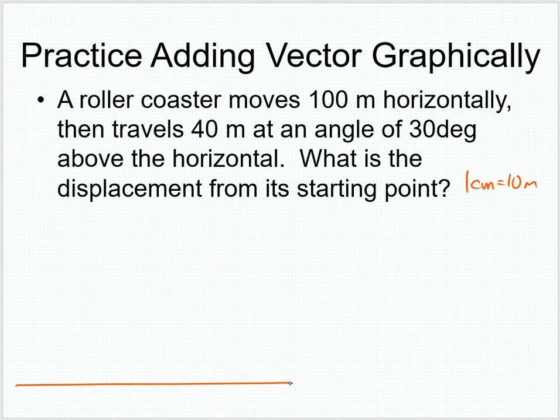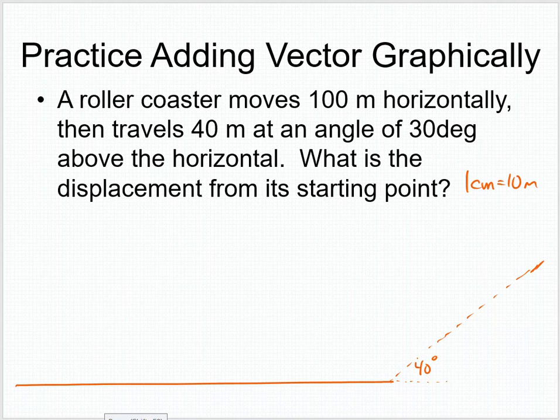Let's hope it all fits on here. So there's my 10 centimeters. So I just represented 100 meters horizontally and then travels 40 meters at an angle of 30 degrees. So what you can't see here is I'm putting my, I think it's called a protractor, and I'm putting a little mark over here where 40 degrees would be. So approximately, if I were to continue this, this right here is my 40 degrees.